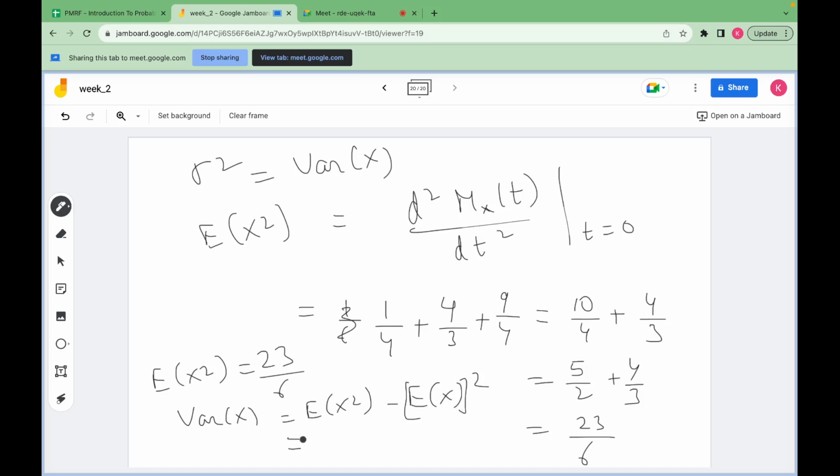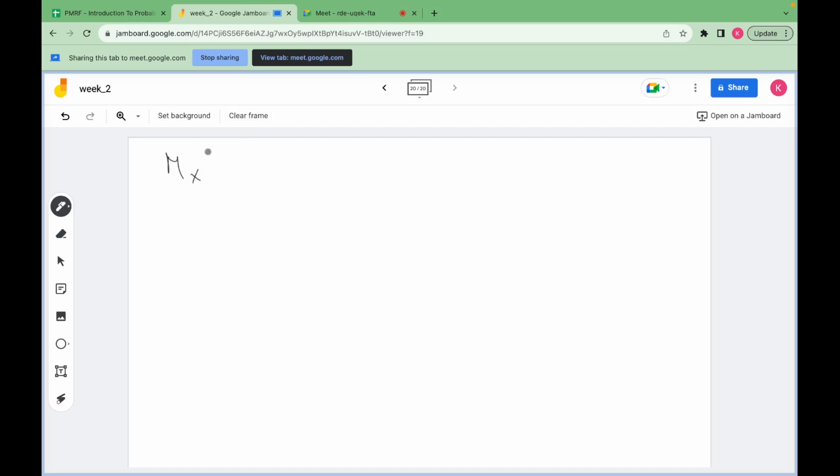So on solving this, we will get that the variance is 19 by 18, which is somewhere around 1.0027. Now again, when I rewrite this moment generating function, what can we infer from it?